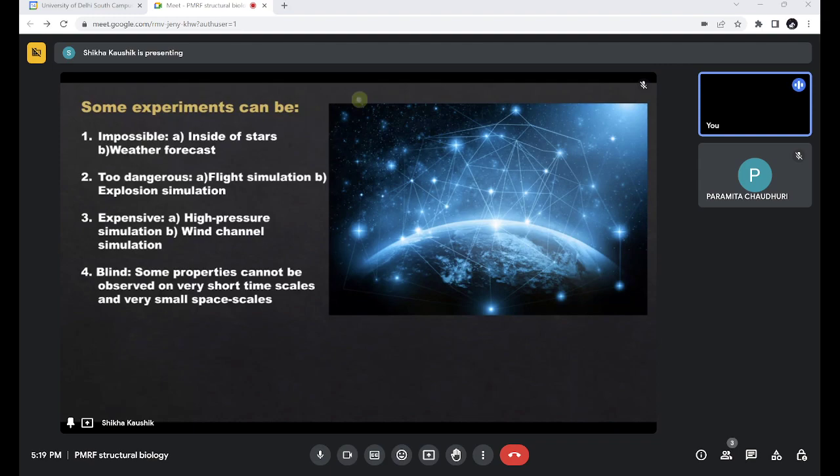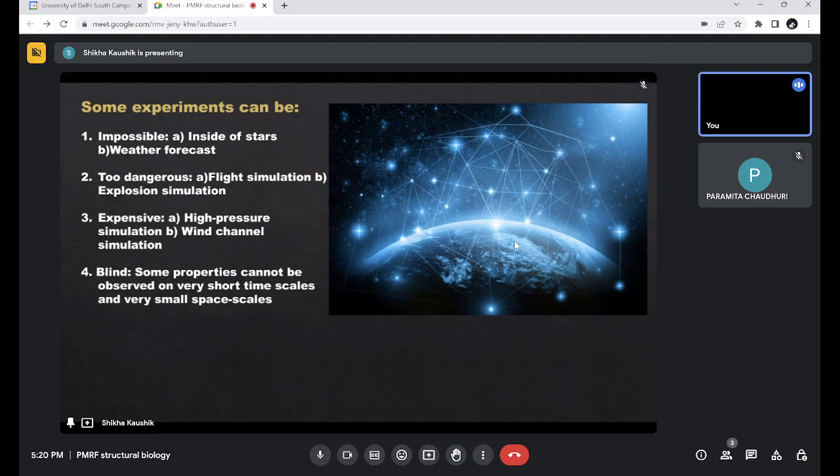For example, it is impossible to study what is happening inside the stars, or sometimes it is impossible to even do the forecast. So that might not be done through molecular simulation. Some experiments are too dangerous, for example, flight simulation or explosion simulation. Some of them are very expensive. When we talk about high pressure simulation or wind channel simulation, they require a very expensive system. And there are some blind experiments as well, where you cannot observe very short time scales or very small space scales parameters.